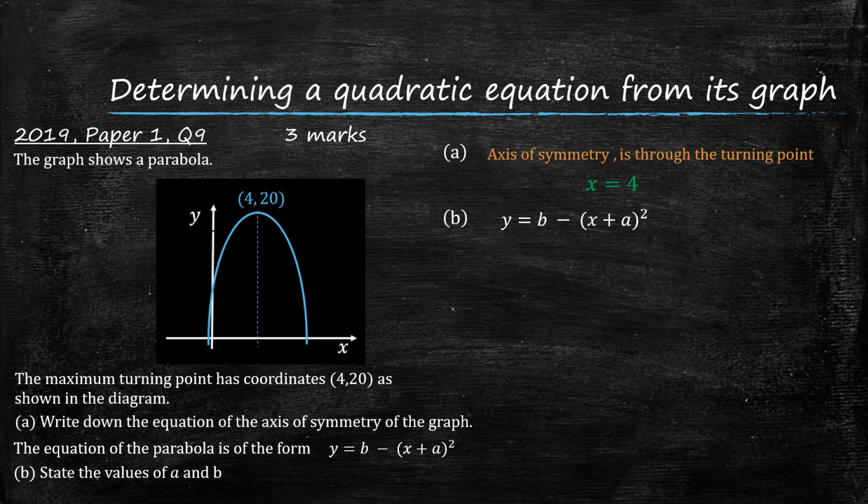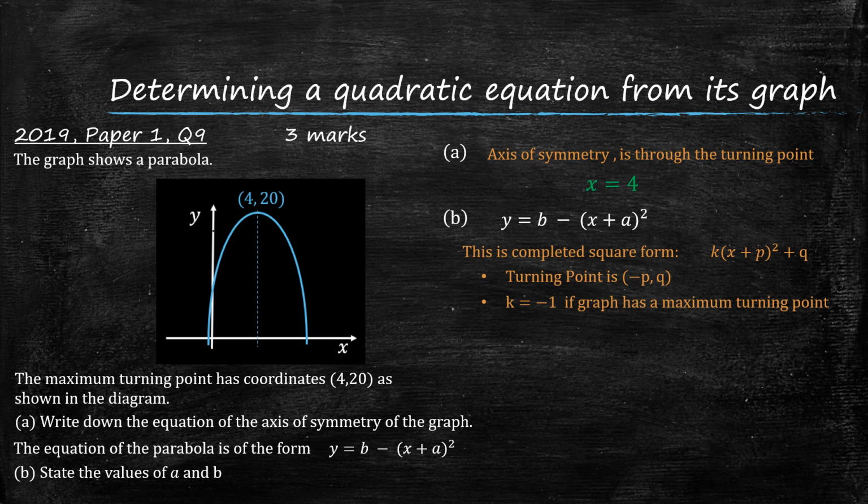Okay, for part B, we want to express the equation of the parabola as y equal to b minus (x plus a) all squared. Now we should know that completed square form for a quadratic is k times (x plus p) all squared plus q, where the turning point is (minus p, q), and k is equal to 1 if the graph has a minimum turning point, but k is equal to -1 if the graph has a maximum turning point, which is the case for this example.